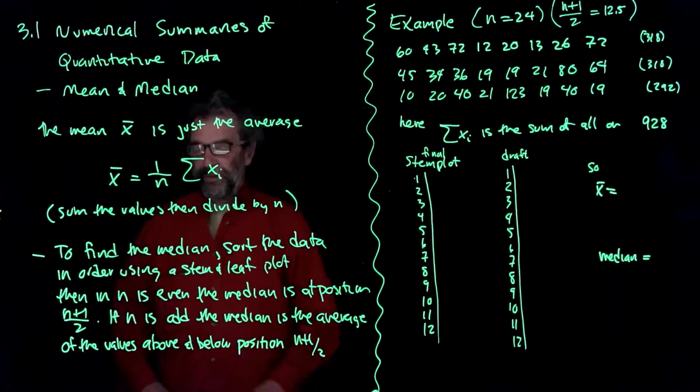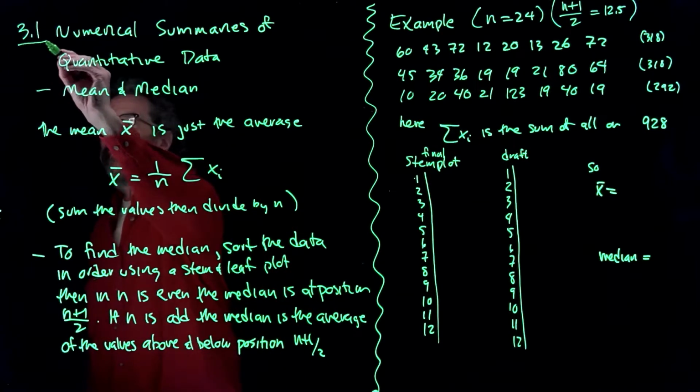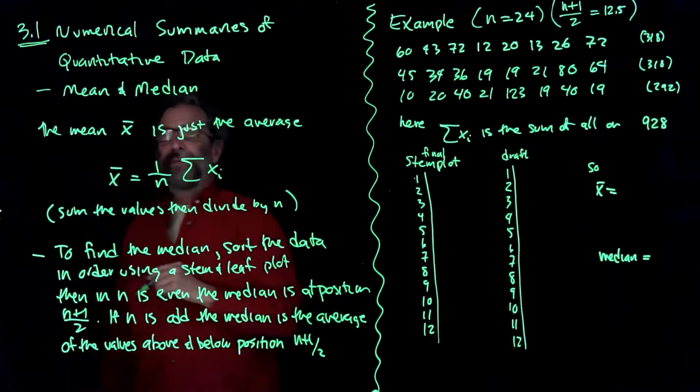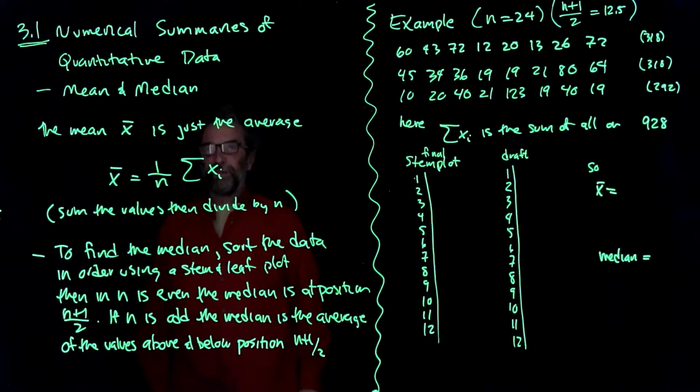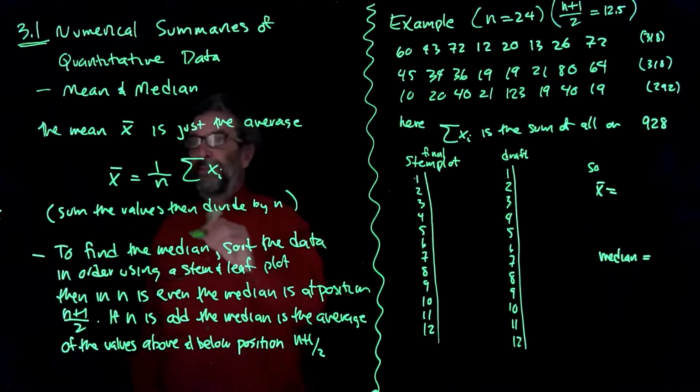Off we go. We're in chapter 3. Yay. 3.1. Numerical summaries of quantitative data is the section title, or the chapter title. And the first order of business is mean and median.